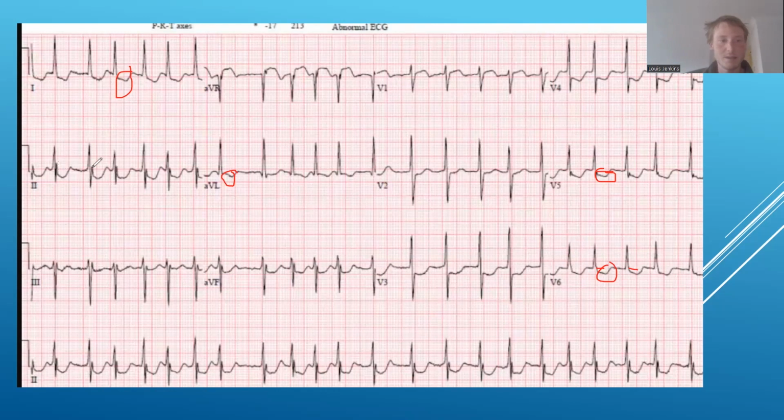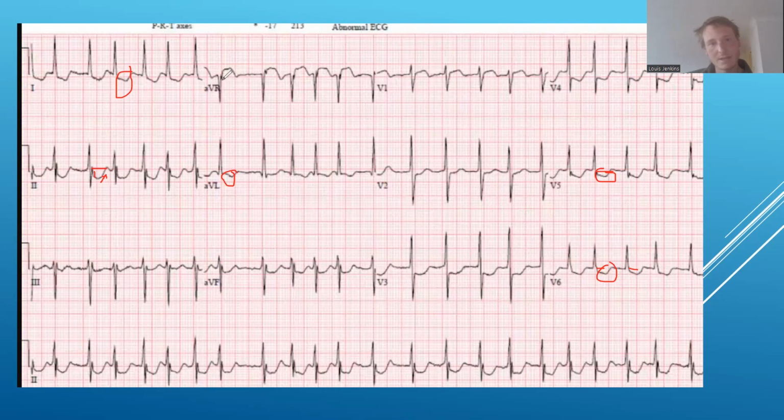I think that's what that is. And then we do have an upward sloping, almost isoelectric T wave with some marked ST depression. Cool. And we have the same thing in lead 3. And AVF.